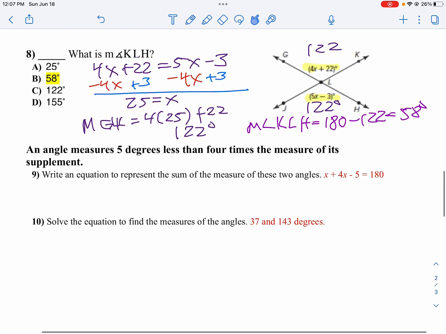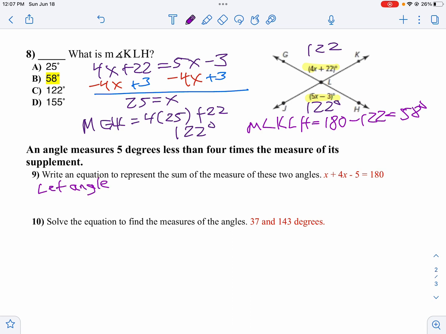On number 9, I'm going to do this a little bit differently than the answer I have in red, although the answer in red is correct. What I'm going to do is let my angle be x. And then we know the supplement is going to be 180 minus x. Well, it says an angle is 5 degrees less than 4 times its supplement.